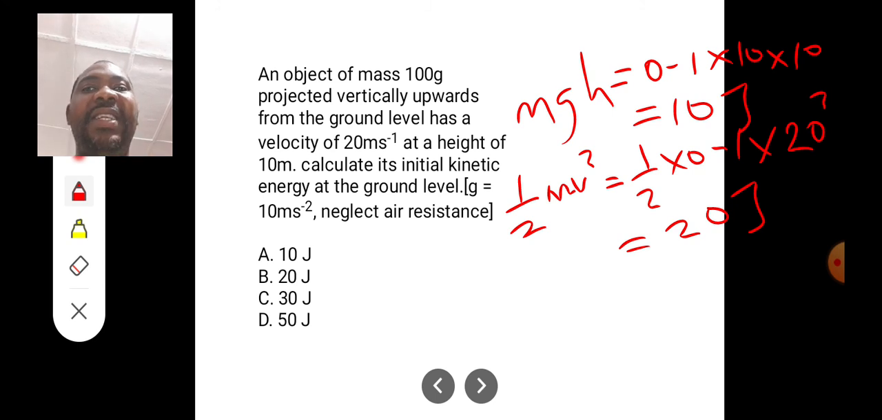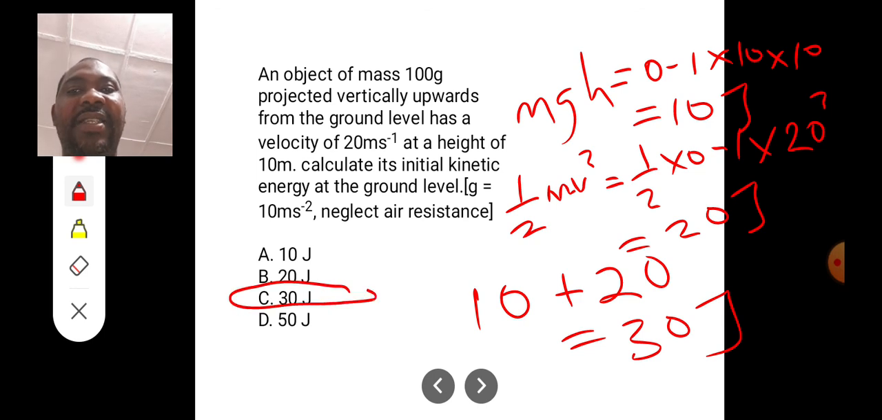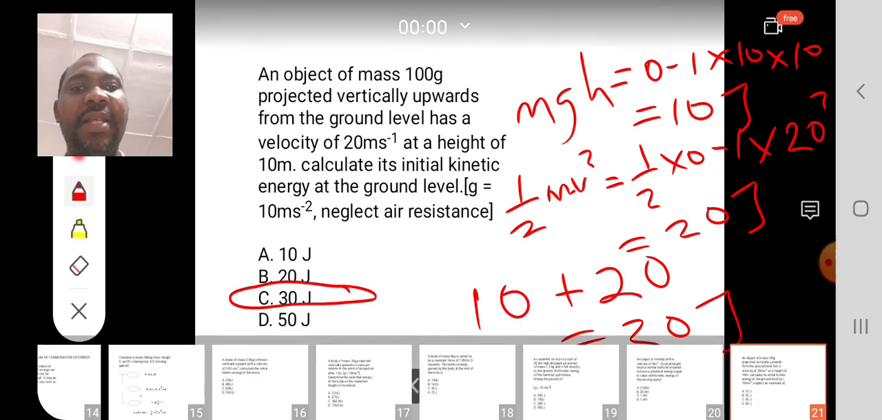They say we should find the initial kinetic energy at the ground level. The initial kinetic energy at the ground level is the maximum kinetic energy, which is also equal to the potential energy at that height plus the kinetic energy at that height, which is 10 plus 20. That will give us 30 joules. 30 joules is the answer. This is beautiful. Okay, let's move on.